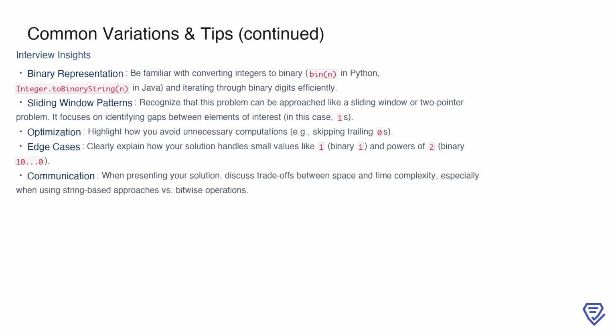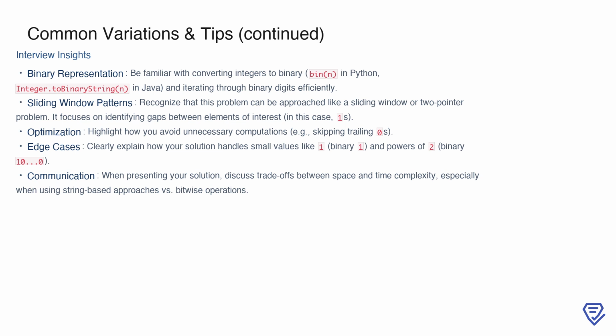To approach this problem effectively, it's helpful to keep some key interview insights in mind. First, be comfortable with converting integers to their binary representations, whether you're using bin(n) in Python or Integer.toBinaryString(n) in Java. Efficiently iterating through the binary digits is crucial. This problem can also be thought of in terms of a sliding window or two-pointer approach, where the objective is to identify gaps between elements of interest, in this case, the 1s in the binary representation.